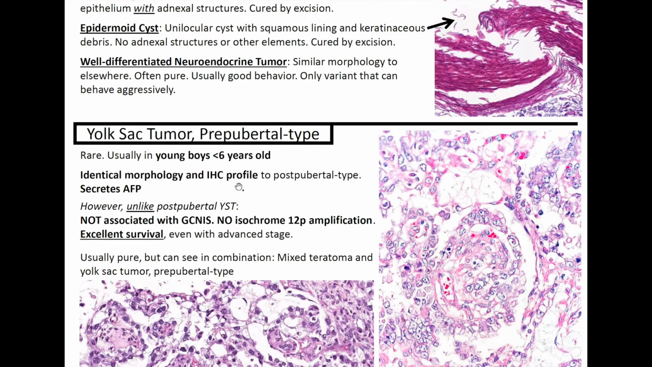We also have a prepubertal type yolk sac tumor. So these are rare, usually in young boys under 6 years old. They're identical morphology and IHC profile to the postpubertal type. They secrete AFP. However, unlike postpubertal yolk sac tumor, they are not associated with GCNIS. There's no isochromosome 12p amplification, and there's excellent survival even with advanced stage. So prepubertal type yolk sac tumors are usually pure, but can be seen in combination. Mixed teratoma and yolk sac tumor, prepubertal type, are commonly seen together.